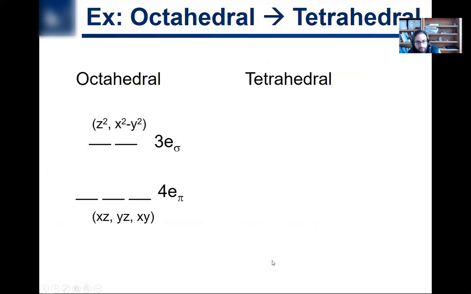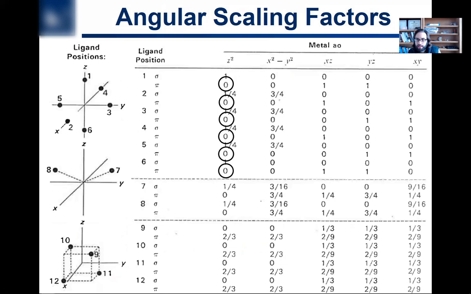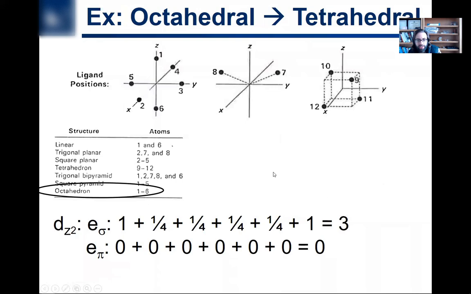Okay, and so we go through this and do it for all the orbitals. X squared minus y squared, guess what? You also get the same number. Why would that be? Well, we know that the EGs are degenerate, right? dz squared is degenerate with dx squared minus y squared. So we better get the same answer. You can go through it and see if you want, but very quickly, position 1 through 6 for x squared minus y squared, you're going to get 0 plus 3 quarters plus 3 quarters plus 3 quarters plus 3 quarters plus 0. That's going to get 3 sigma, and there are zeros across the board for the pi's, so that's going to get you 3 sigma.